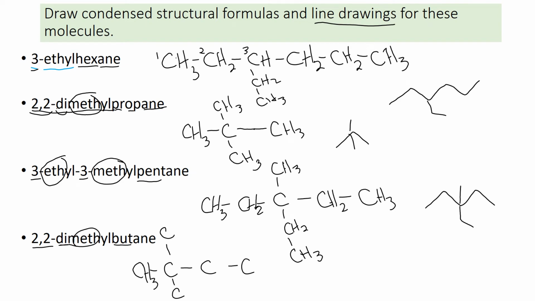Filling in the hydrogens, this one needs 3. That one already has 4 bonds to carbon, so no hydrogens. But these 2 ends are both going to get 3. This middle carbon gets 2 hydrogens, and then 3. And then for our line drawing, we have 1, 2, 3, 4. Carbon 2, we have 2 branches.